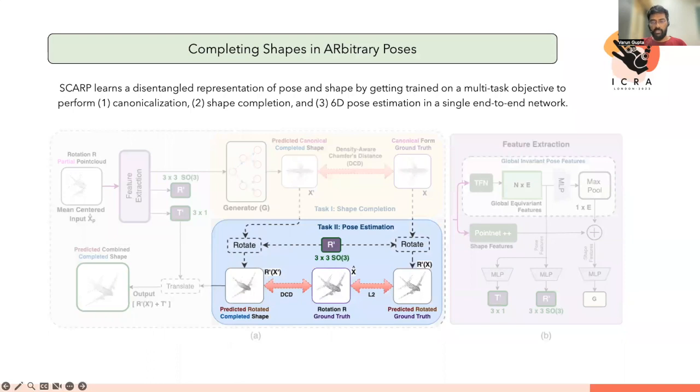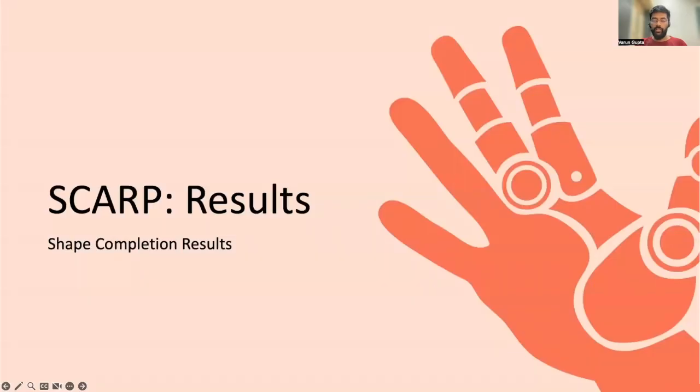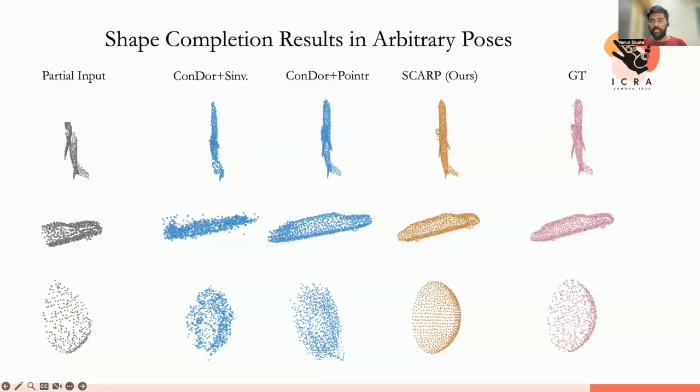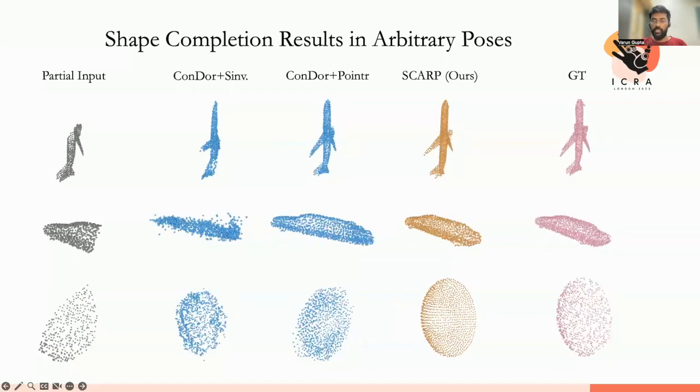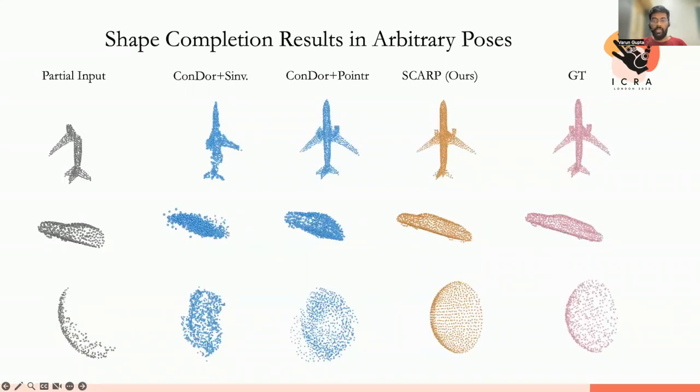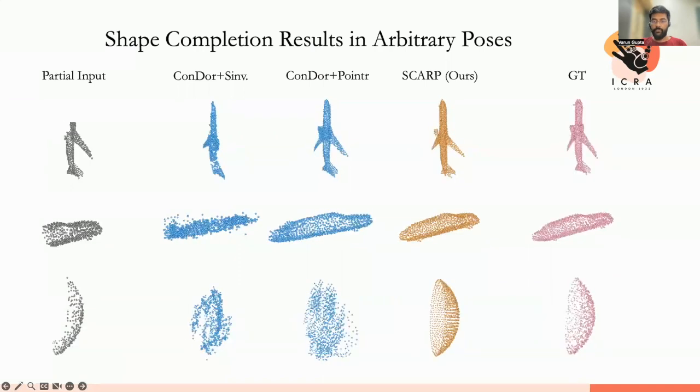We learn pose estimation by supervising the predicted 3x3 rotation matrix using a combination of DCD and L2 losses with the ground truth in its original pose. More details about the architecture can be found in the paper. Now let's look at some results on SCARP. As can be seen, SCARP is able to recover the detailed full shape in the correct pose, whereas the baseline models struggle to do so in many cases.